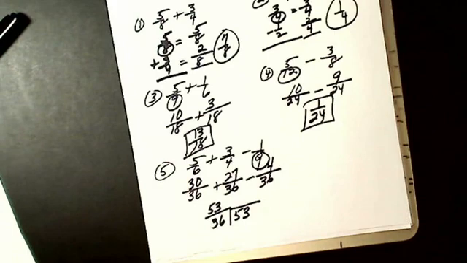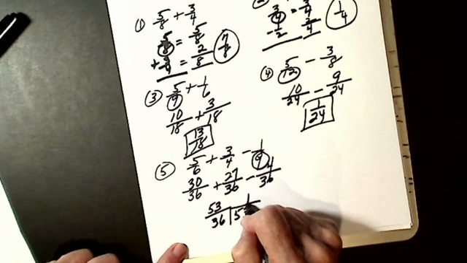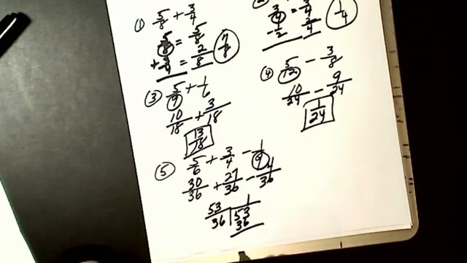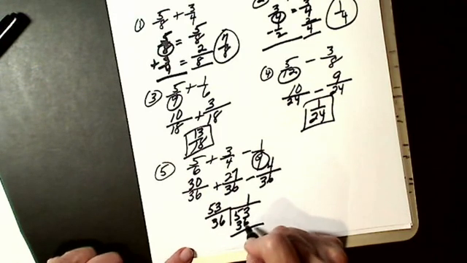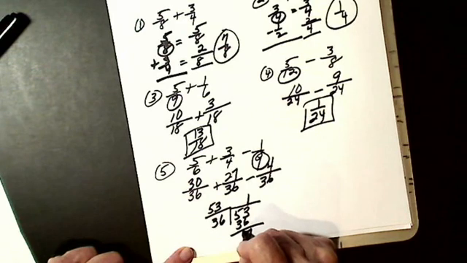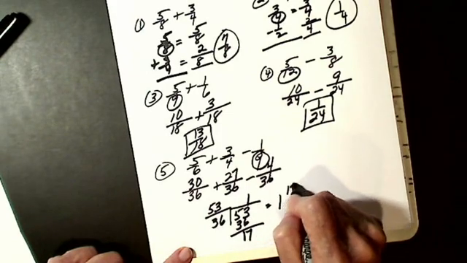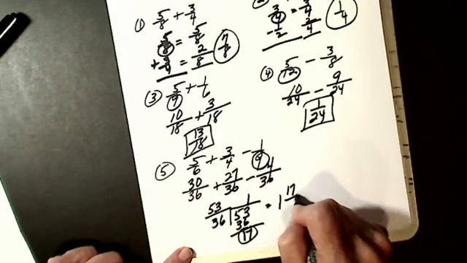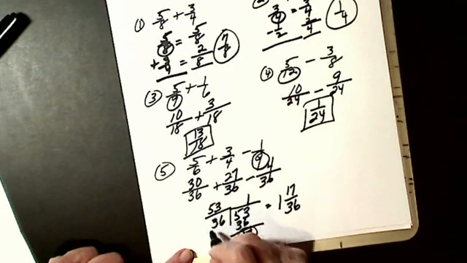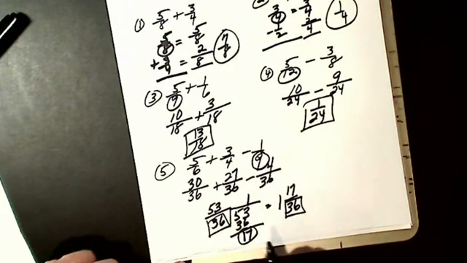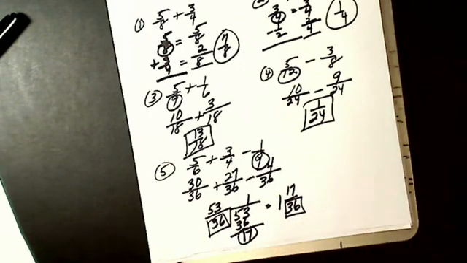36 into 53. So I get 1. 1 times 36 is 36. I need the remainder. So 3 from 13 is 10, and 3 from 5 is 2, no wait, 36 from 53 leaves 17. So my answer is going to be 1 and 17/36. Remember, this is a remainder over 36. If I start with 36, I end up with 36. That's how you're going to remember that your 17 is your numerator.